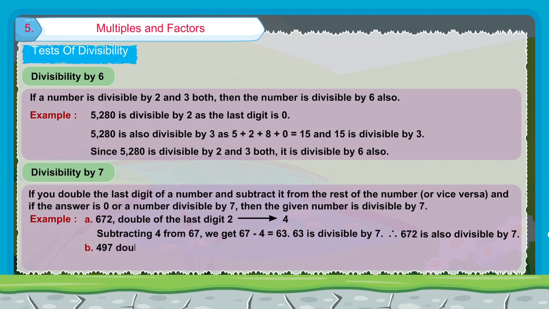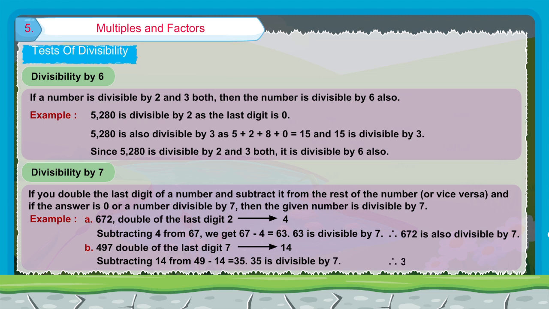B. 497, double of the last digit 7 is 14. Subtracting 14 from 49, 49 minus 14 is equal to 35. 35 is divisible by 7. Therefore, 497 is divisible by 7.